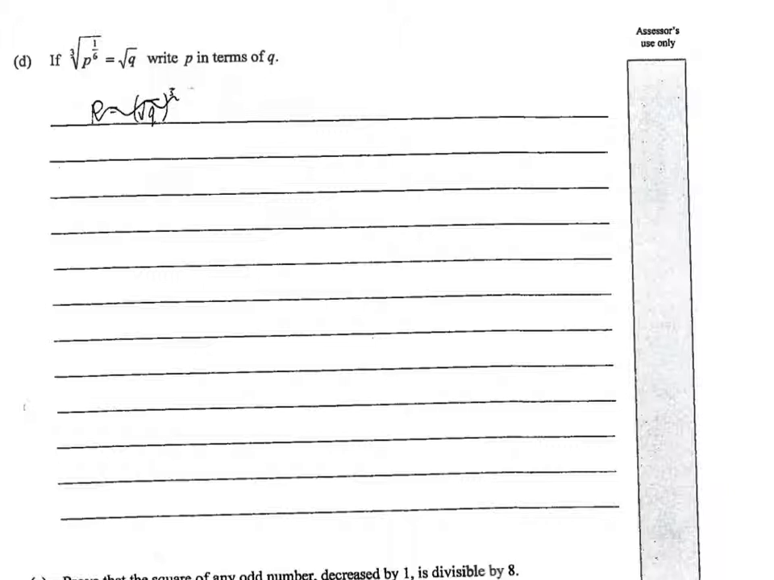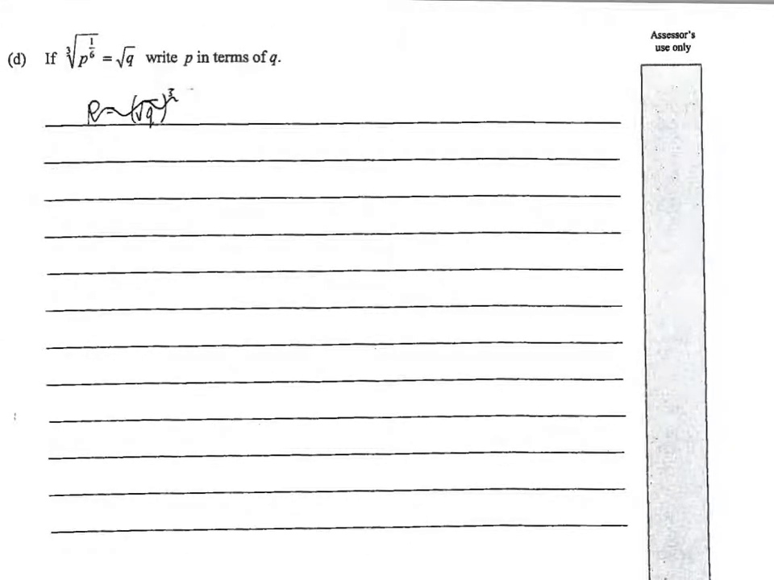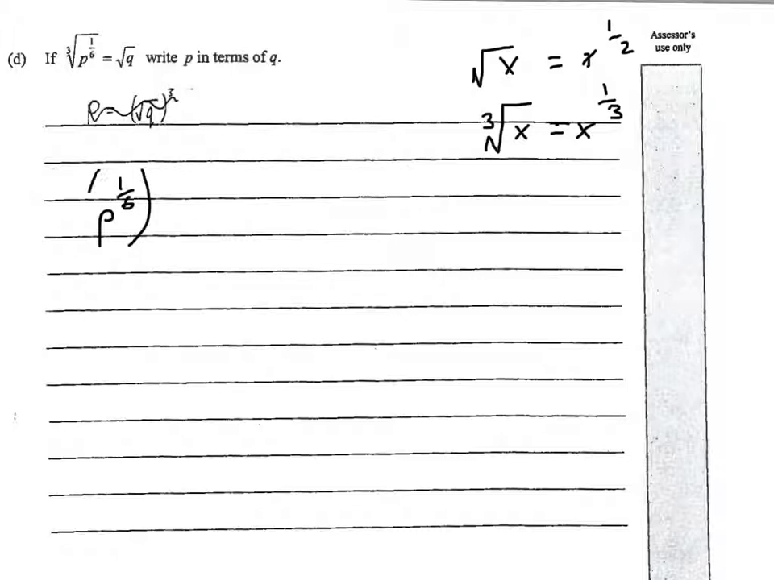Okay, writing this. Now, one thing to remember for this, the square root of x is the same as x to the power of a half. So the cube root of x is the same as x to the power of 1/3. So I've got p to the power of 1/6. And that I can rewrite the cube root as to the power of 1/3 equals q to the power of 1/2. So I have a power of a power, so I multiply them. So I have p to the power of 1/18 equals q to the power of 1/2.